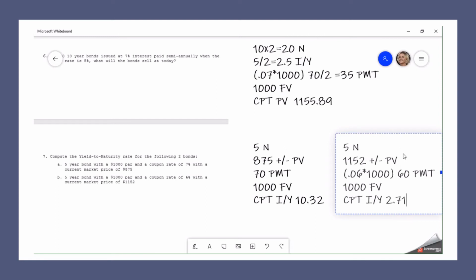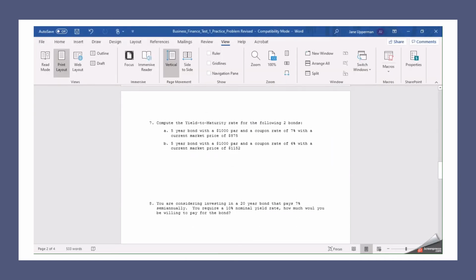Which seems very low to me, but I guess that would stand to be the truth. I mean, it's going to be lower than the 6%. So the 6% is what the bonds are paying, but they're selling at a premium. So then the current market rate has to be below the 6%. So it's the 2.71%. Okay, then we'll come over.